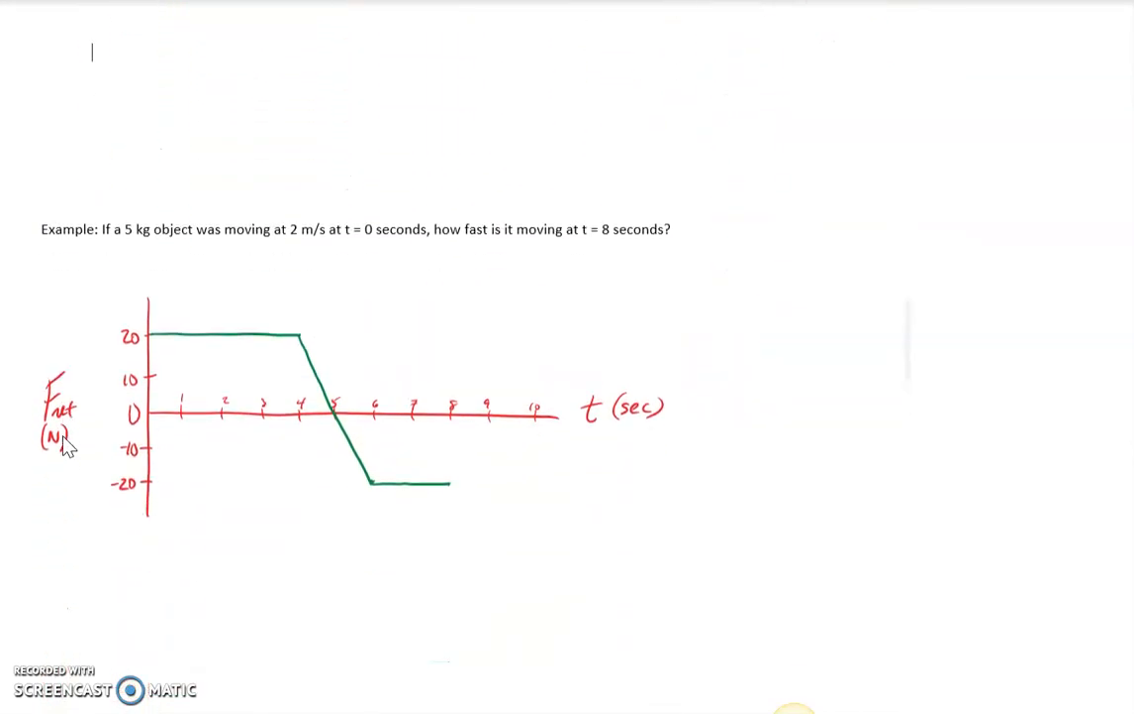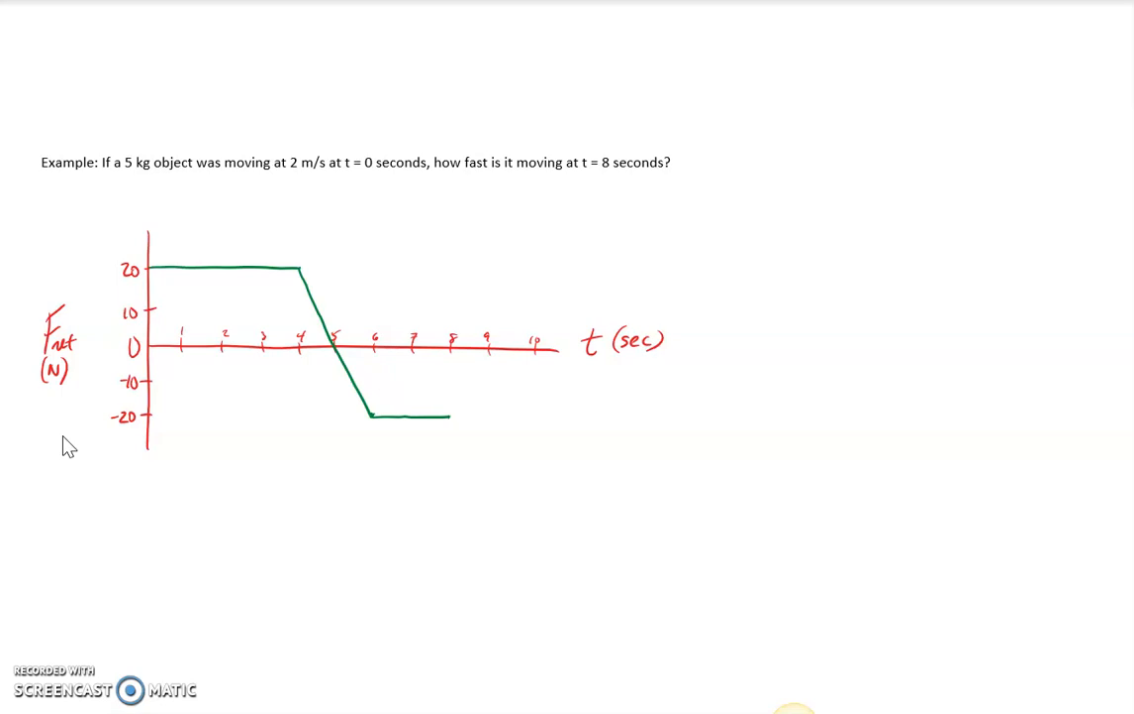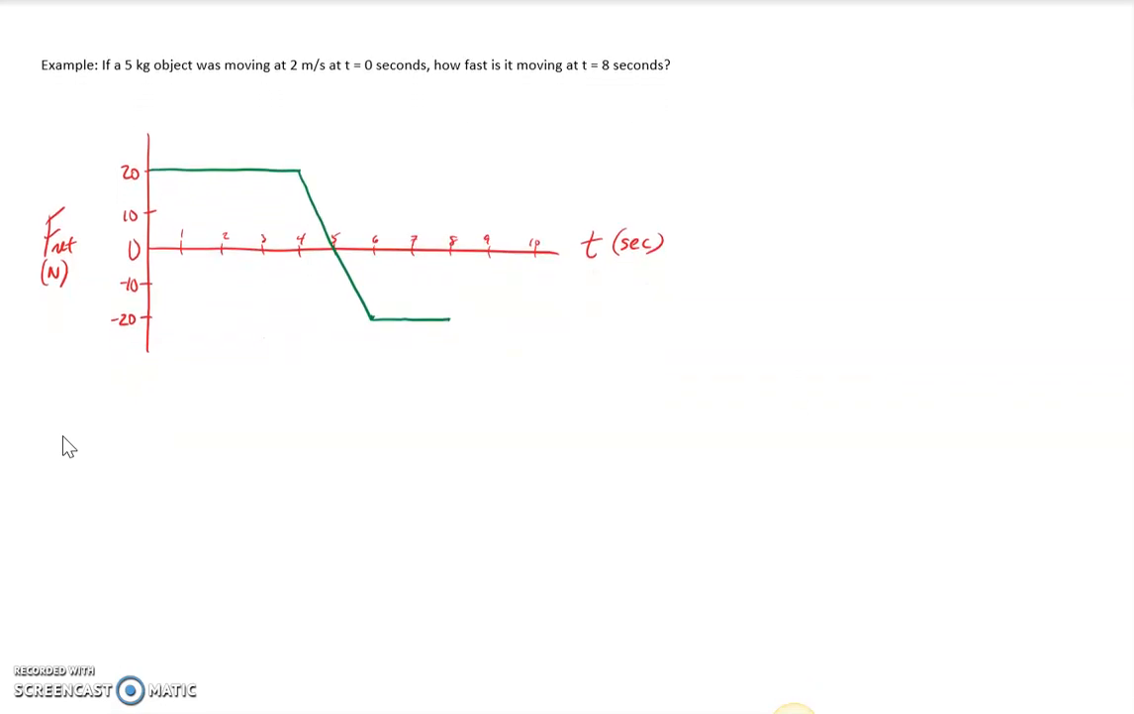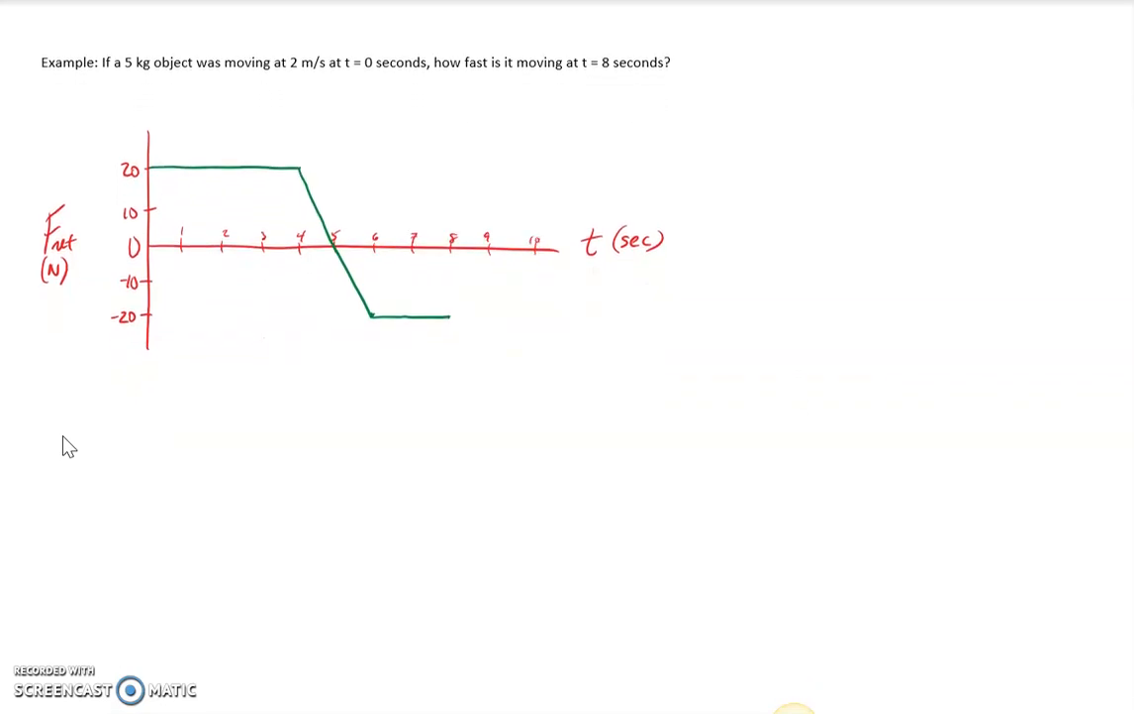All right, let's get on to our last example here. If a 5 kilogram object was moving at 2 meters per second at time 0 seconds, how fast was it moving at 8 seconds? So I've got a force time graph here showing that this object's getting pushed around by different forces. We don't know what those forces are, but it doesn't matter. We know our initial velocity is 2, and 8 seconds later we want to know how fast it's going based on this force time graph.